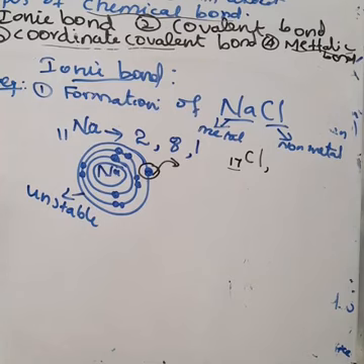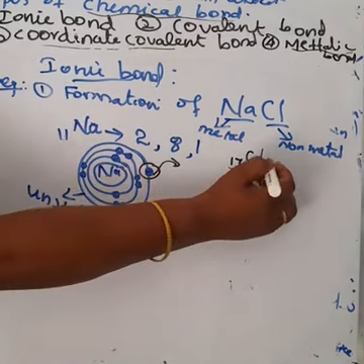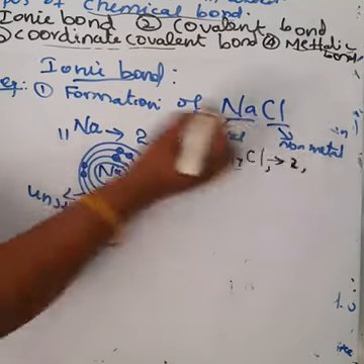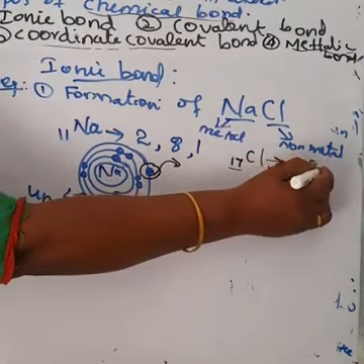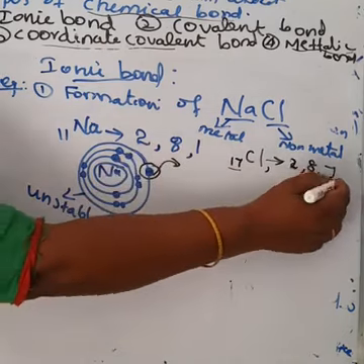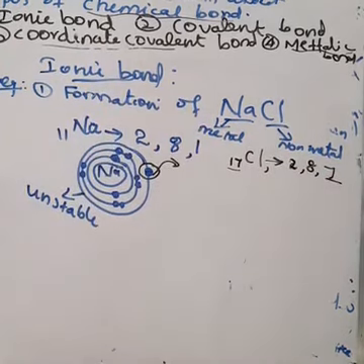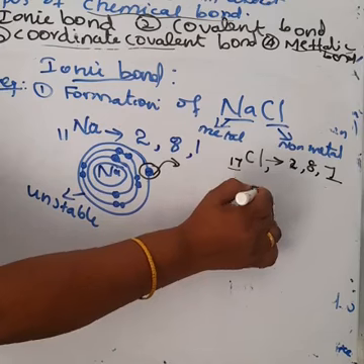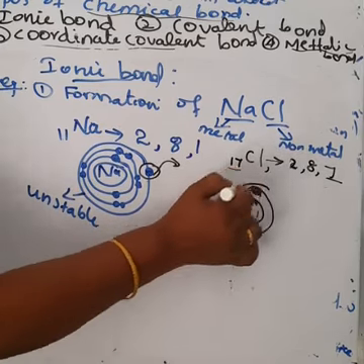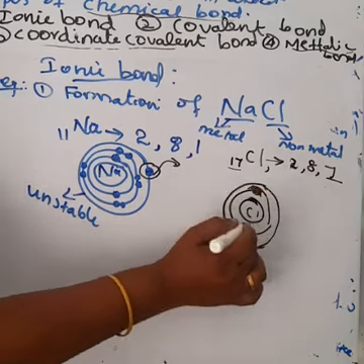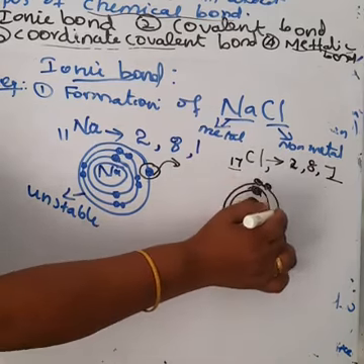So how are the electrons filling the orbits? First orbit, 2 electrons maximum. Second orbit, 8 electrons. And finally 7 electrons. How many valence electrons are there? Only 7. This is the chlorine nucleus. First orbit 2 electrons, second orbit 8 electrons, last orbit 7 electrons.